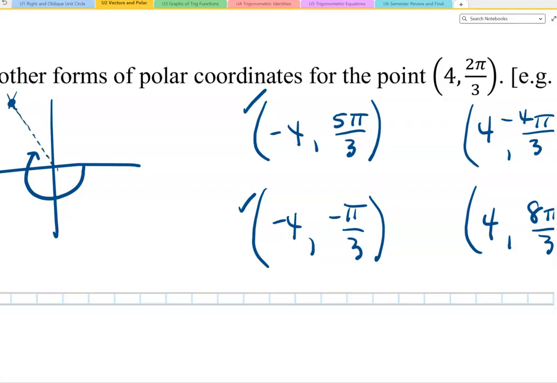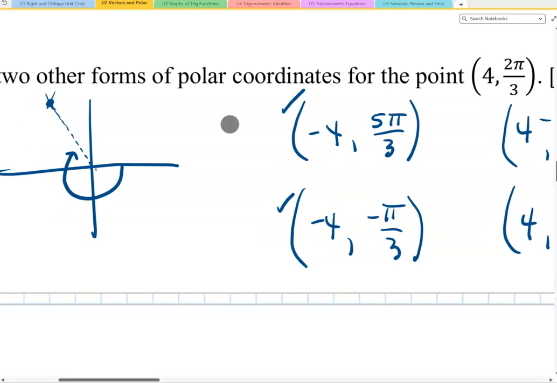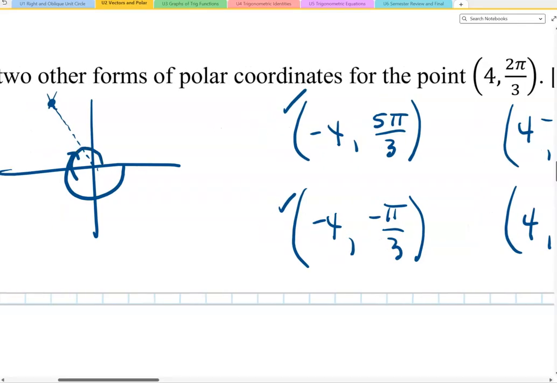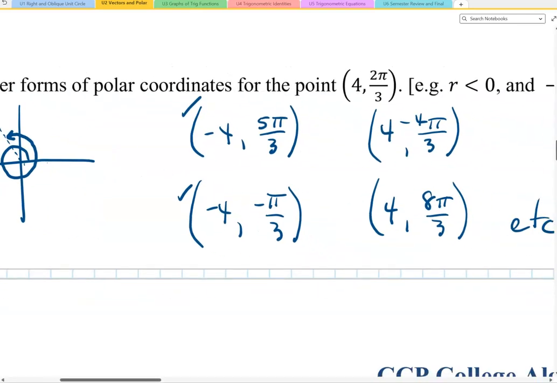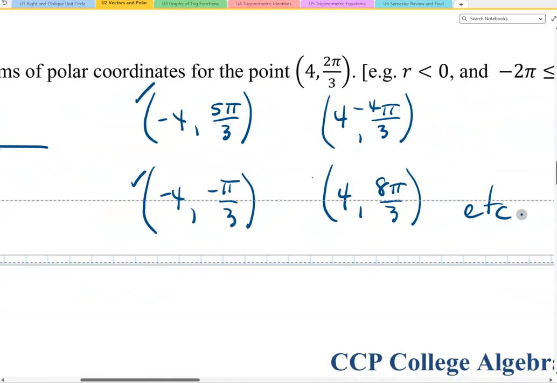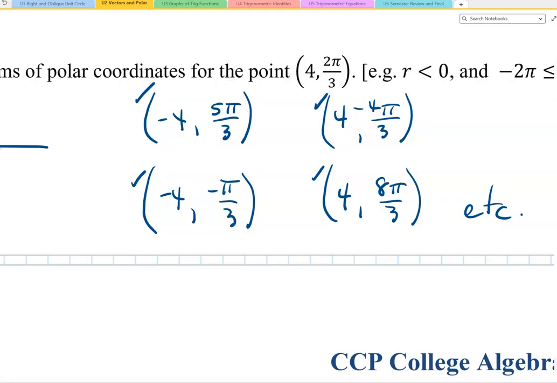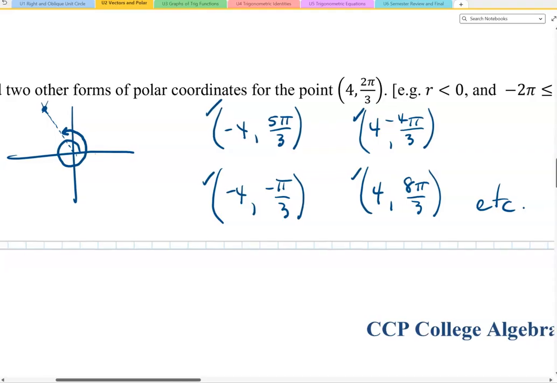So if we had rotated clockwise to this position, that's 4 pi over 3. Or if we wanted to, say, do an additional rotation, so not only do we rotate to 2 pi over 3, but we take an extra trip around the unit circle and land at that position as well, we can call that one 8 pi over 3. There are many other acceptable solutions here. Any one of these are fine. The instructions just said to find 2, so any 2 that you provide would be great.